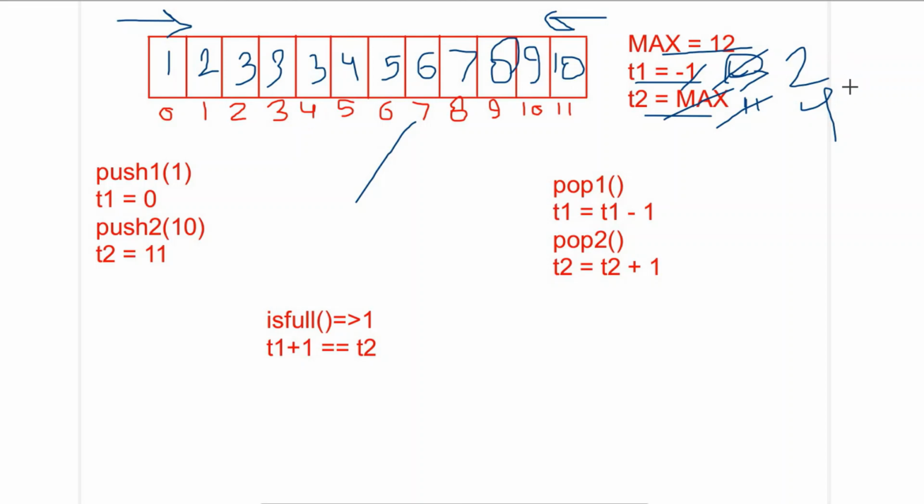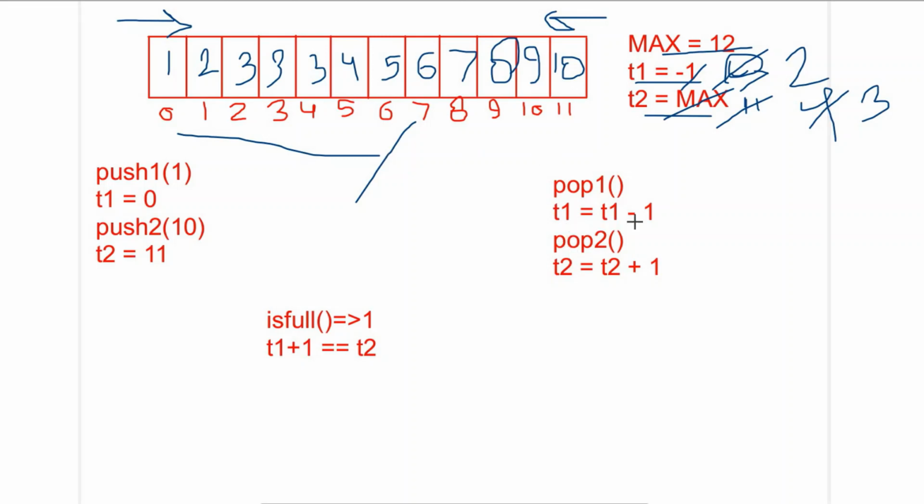Now T2 is decremented to 3 and T1 is 2. If we push another element, we have to check isFull. When we call isFull, T1 plus 1, that is 2 plus 1, is 3, and 3 equals T2, so isFull returns 1, that is true in this case, and it shows our stack is full. Okay, this is how we implement the stack.